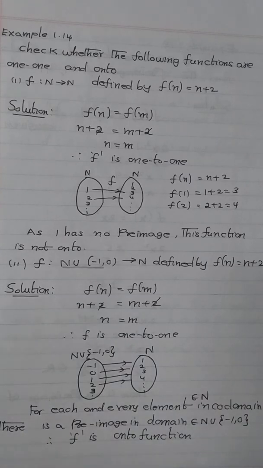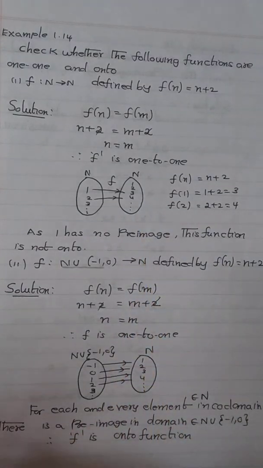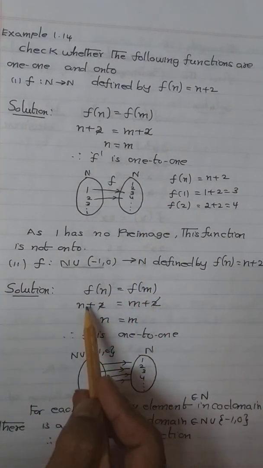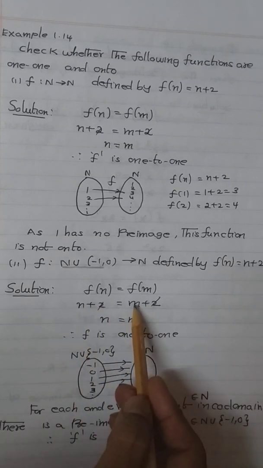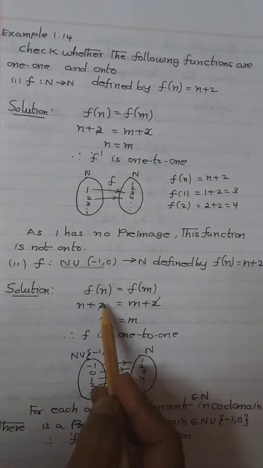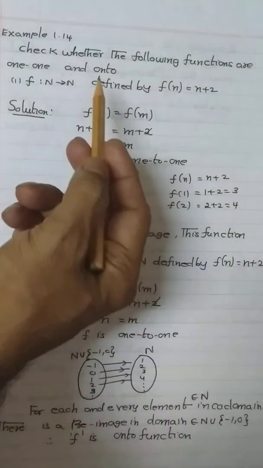So as usual, whatever you proved for one-to-one function first, the same procedure here also, same answer also. Because f(n) = f(m), n + 2 = m + 2. For f(m), please replace n as m, that's it. So 2 gets cancelled, n = m. So f is a one-to-one function as in the previous problem.